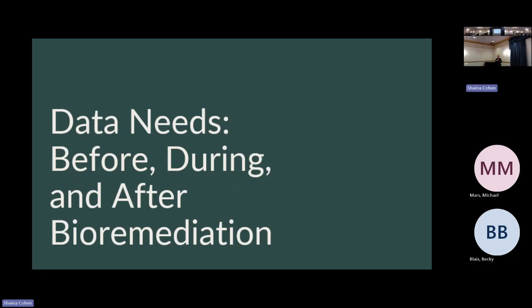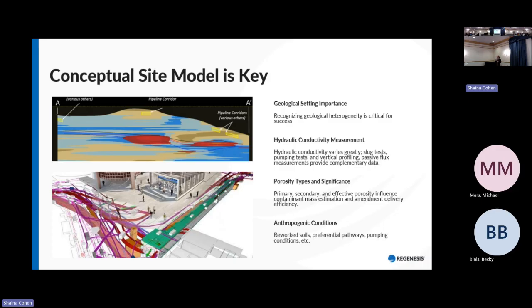All right, so I wanted to just touch on some of the data that is needed or desired, at least before implementing a bioremediation strategy. A lot of this gets to what Paul was talking about before. The conceptual site model is key and really is the end all be all for all of this. Everything else is kind of nice to have. But once we really have our heads around the situation, a really good conceptual site model, then everything often falls into place very nicely.